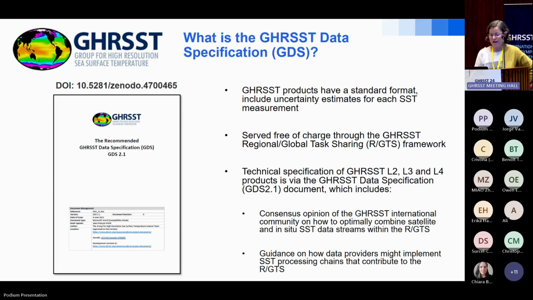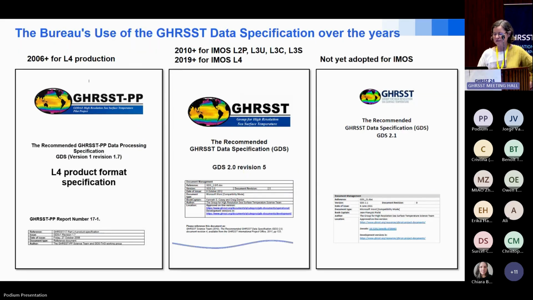There. Okay, so I probably don't need to go over this because I think Jean-Francois has covered this. What is the GDS? So I'll save some time by skipping over it. But the Bureau started to use GDS version 1.7 for our level 4 SST products in 2006.